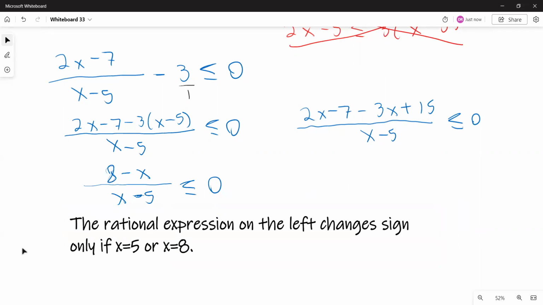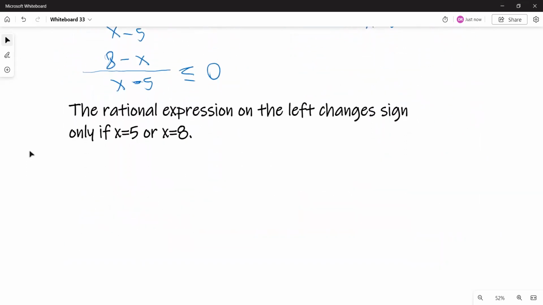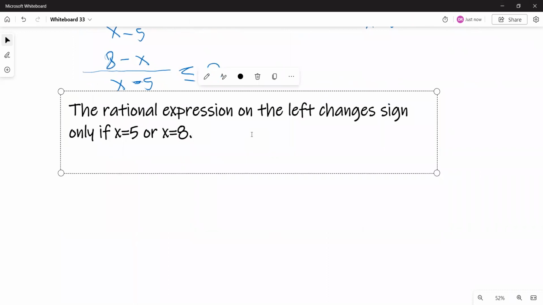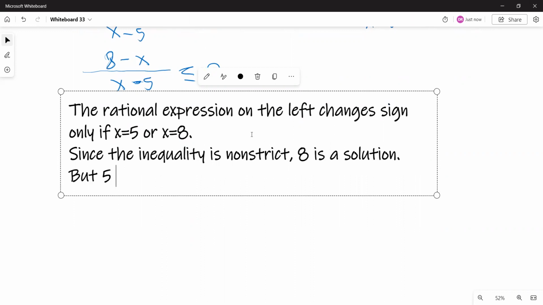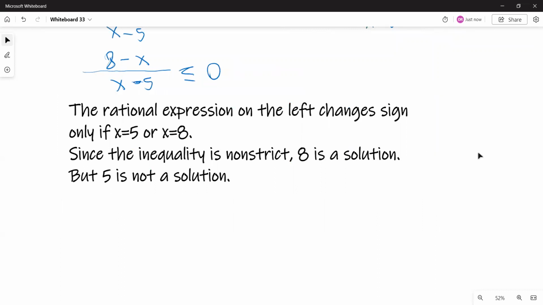And not only that, since the inequality is not strict, 8 is going to be a solution. And 5 is not a solution. So we have 3 intervals now.